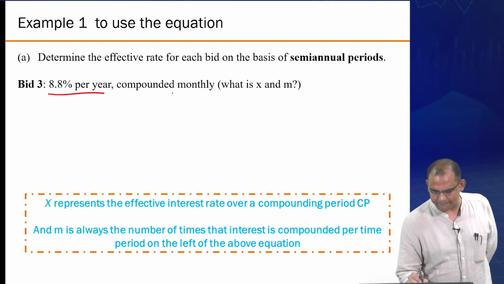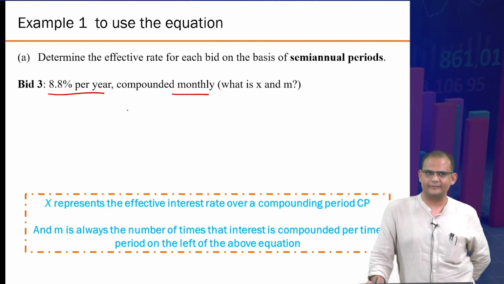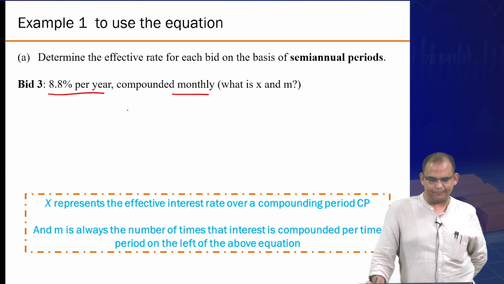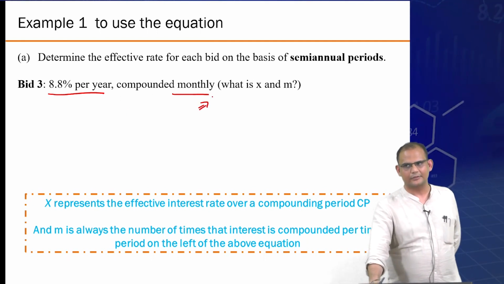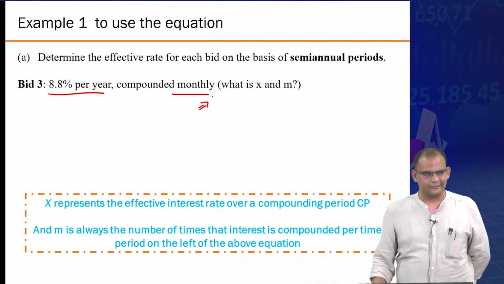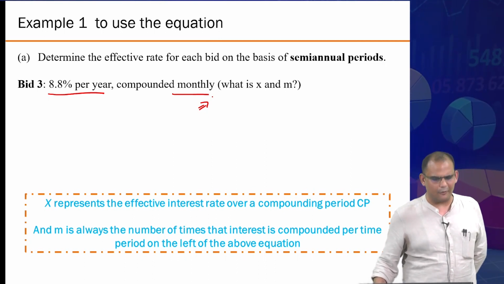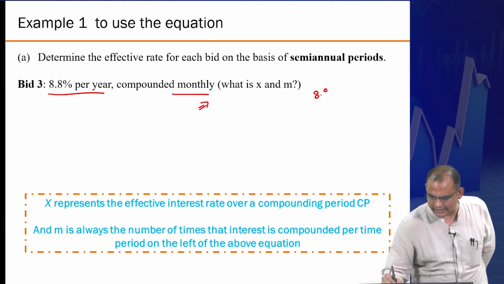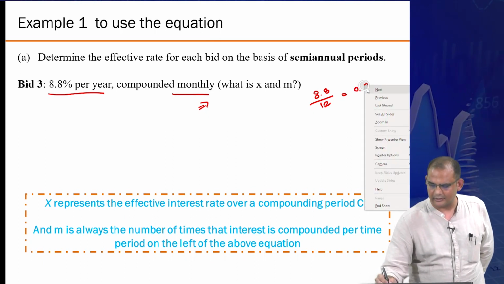8.8% per year, compounded monthly. What is T? The T that you are interested in, what is that? 6 months. What is CP? CP is month, right? So what is the effective rate per month? Is it 4.88 per month? Effective rate per month. How can it be 4.88? What is this? 8.8 divided by 12. 0.73%.